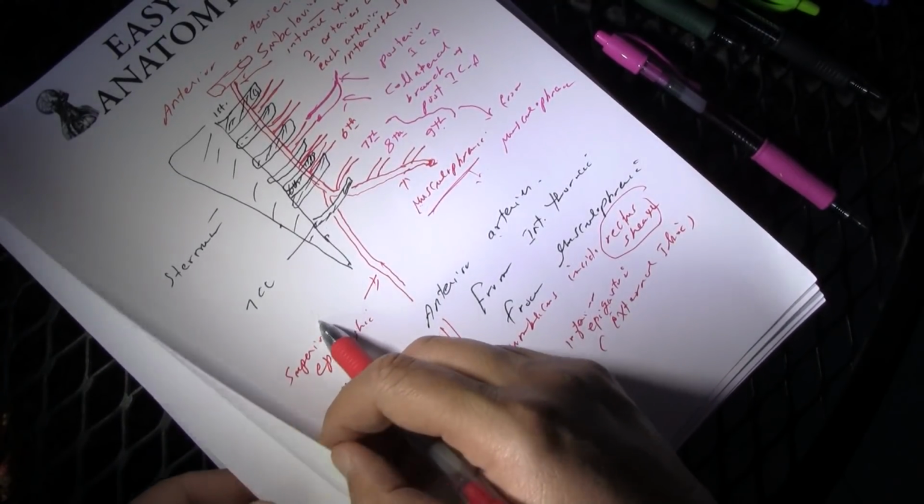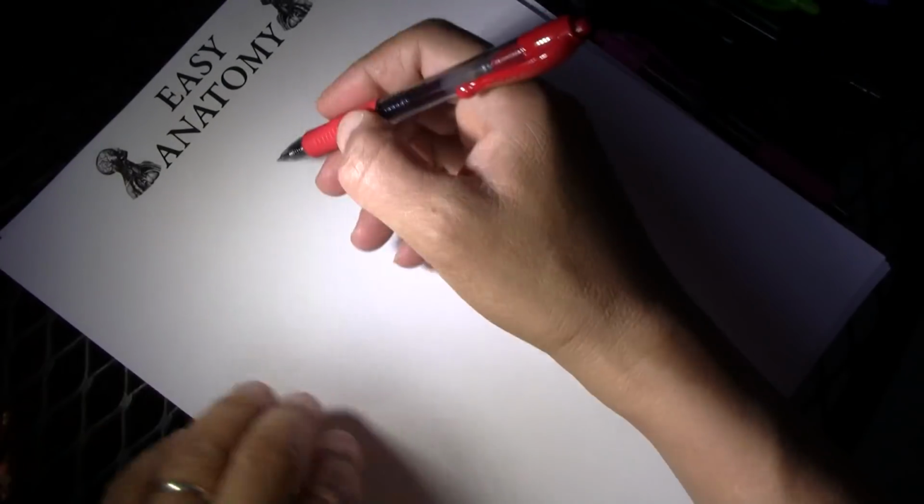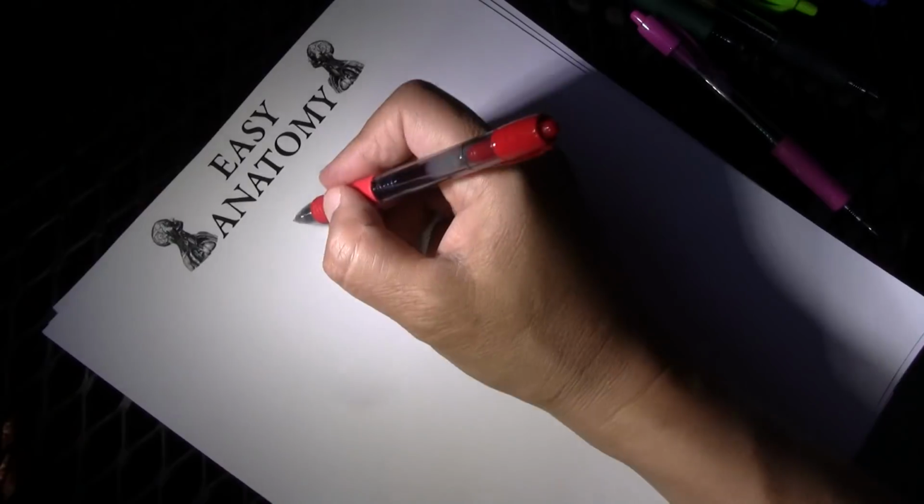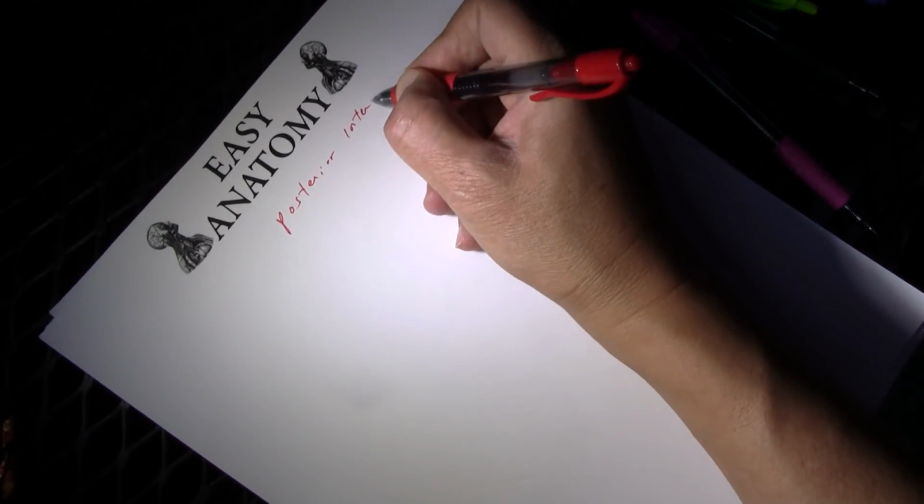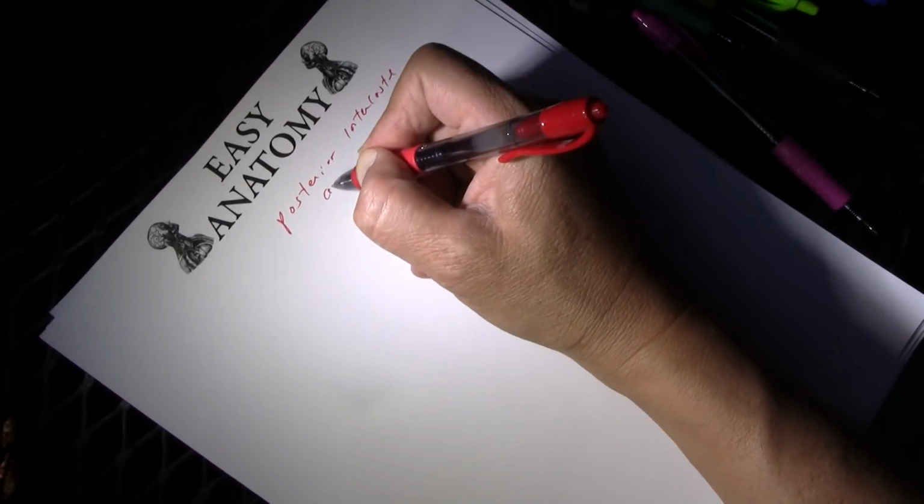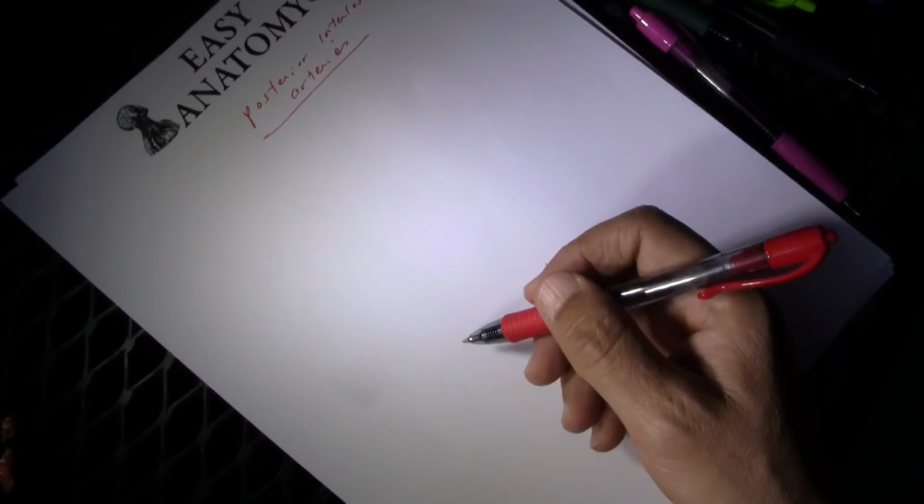How about the posterior? The posterior intercostal arteries, as I mentioned, mainly come from the thoracic aorta. Okay, here is the posterior intercostal arteries. Coming from where? From the thoracic aorta, mainly. But let us see exactly where they come from.